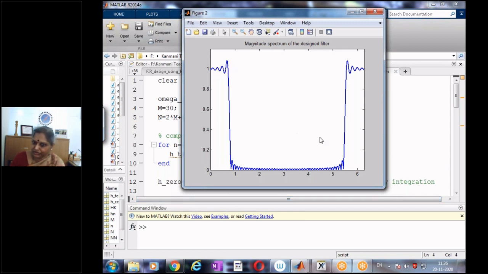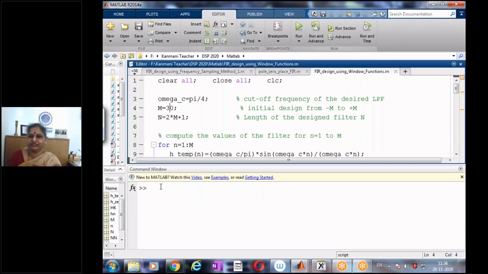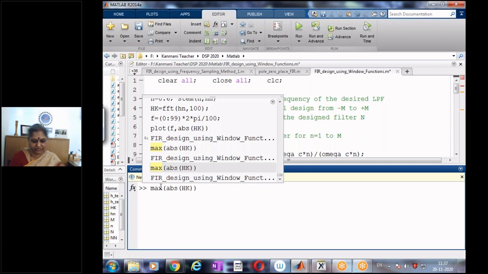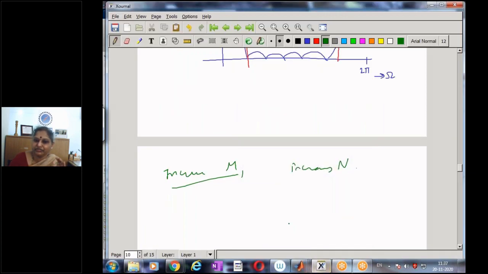However, the undershoot and overshoot remain. The number of ripples is closely related to the order of the filter. As I increase the order of the filter, the number of ripples increases. However, the energy content in the ripples reduces. Let us see what the maximum is. It still remains around 1.09, earlier it was 1.09, 1.08. So this is one of the major drawbacks of the rectangular window.